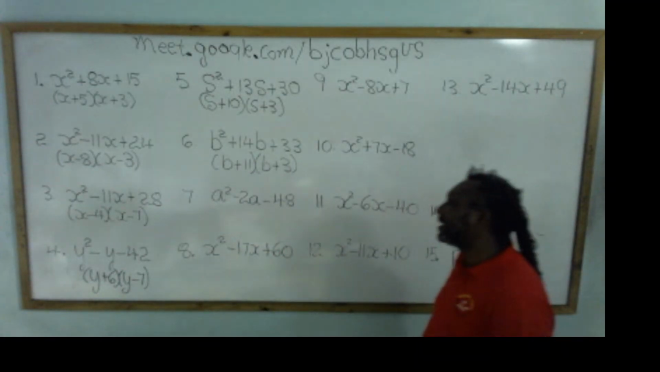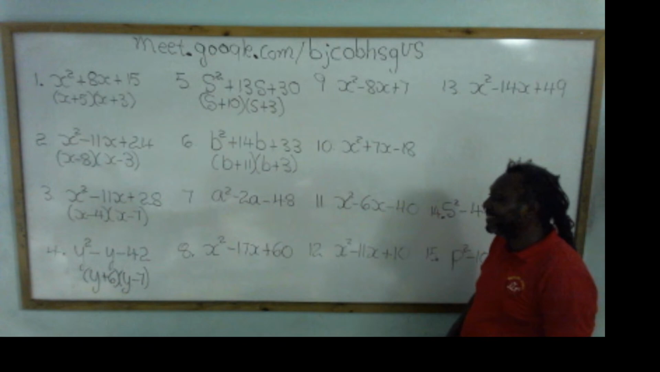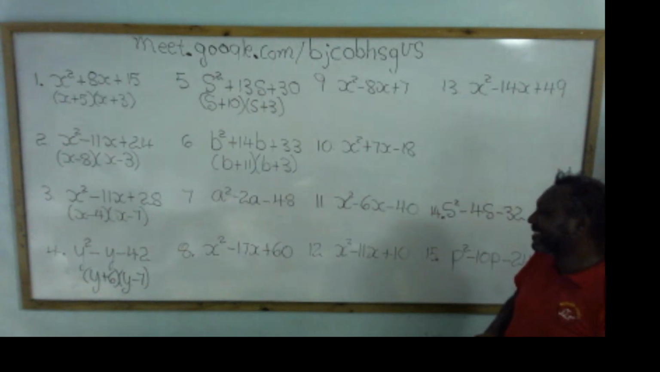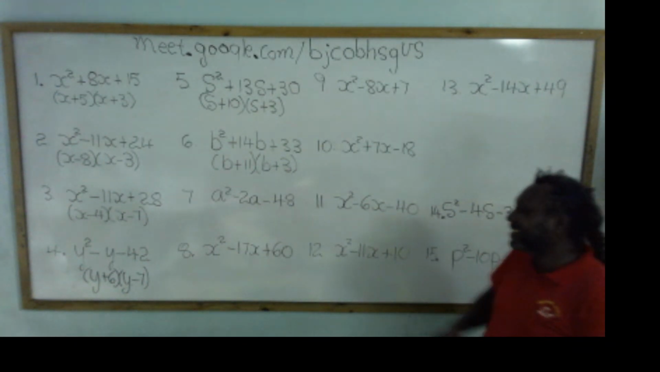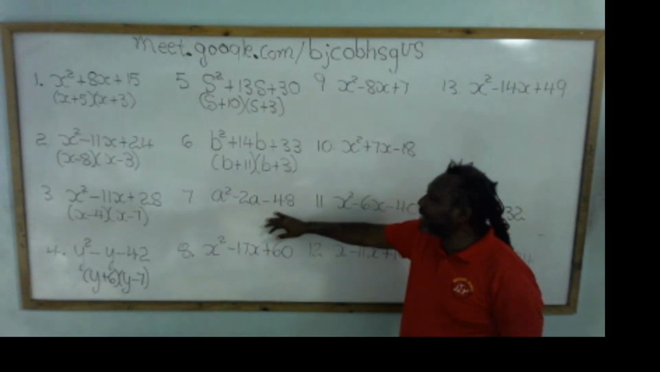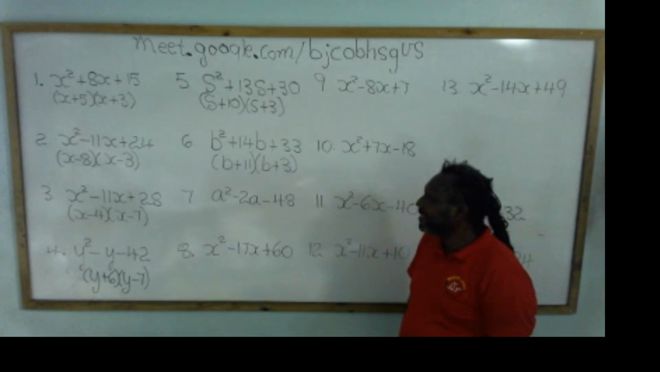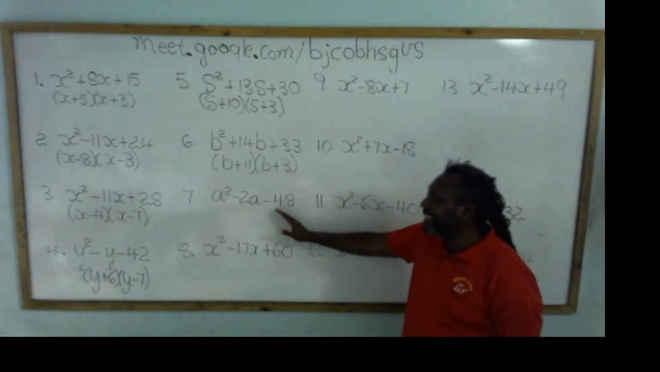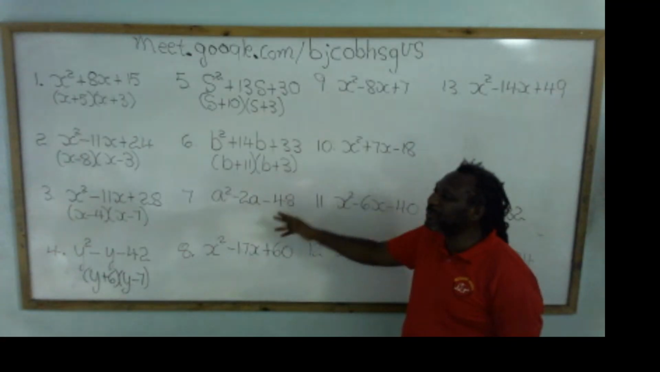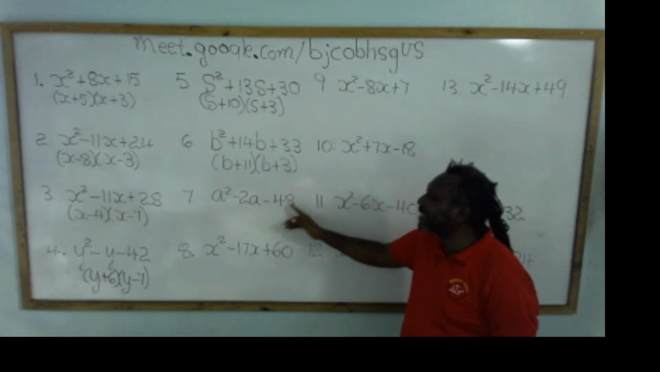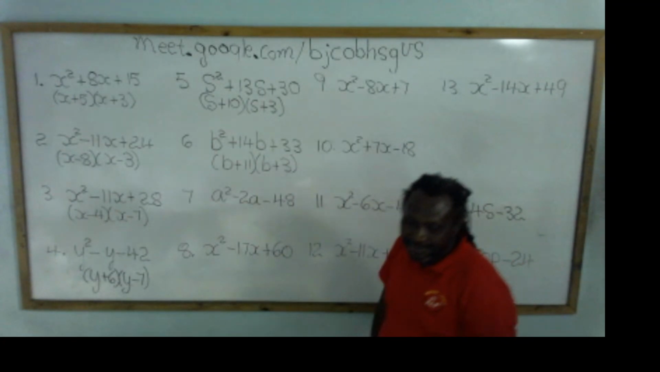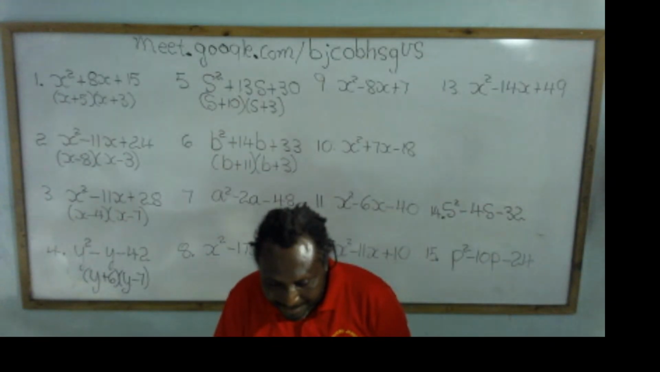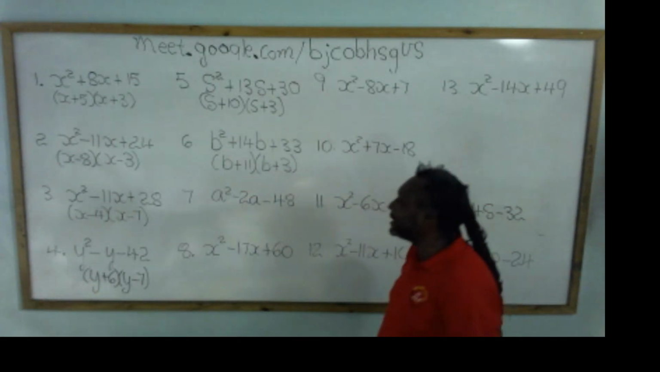Now here's a beautiful one for you. Very interesting. Number 7, a squared minus 2a minus 48. The product is negative 48. The sum is negative 2. I would like to hear what you have to say about this one. Positive 6 and negative 8.